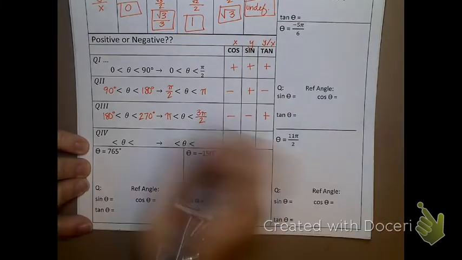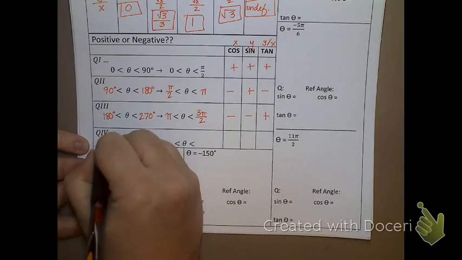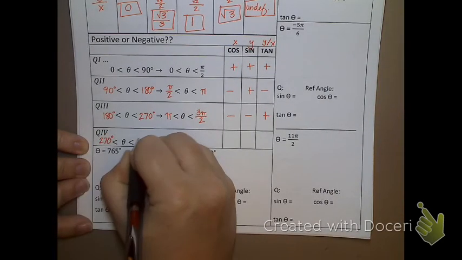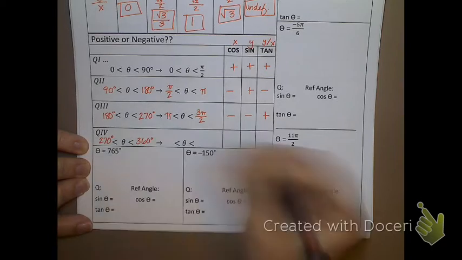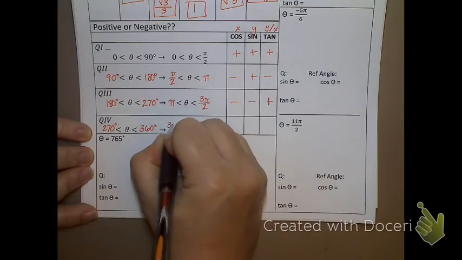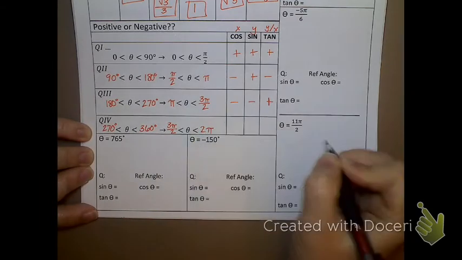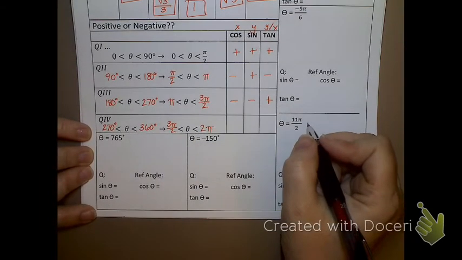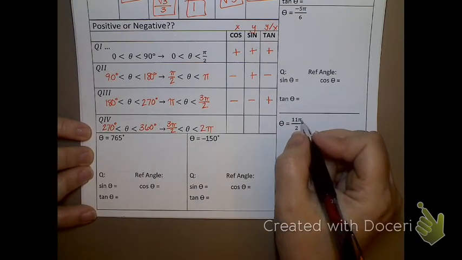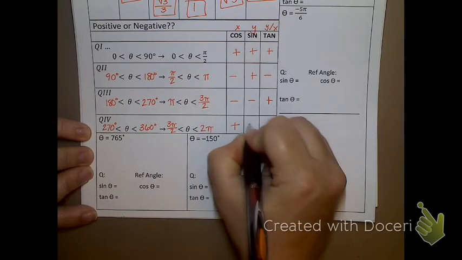And then finally, quadrant 4 is from 270 to 360. In radians, that's 3 pi over 2 to what? 2 pi. And what is positive in quadrant 4? Cosine. Everything else is negative.